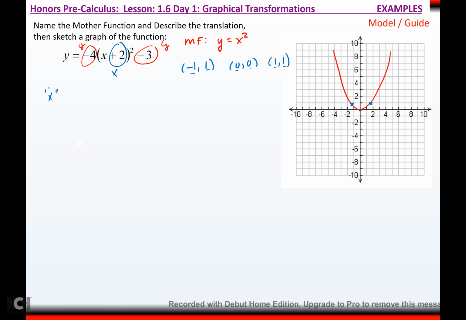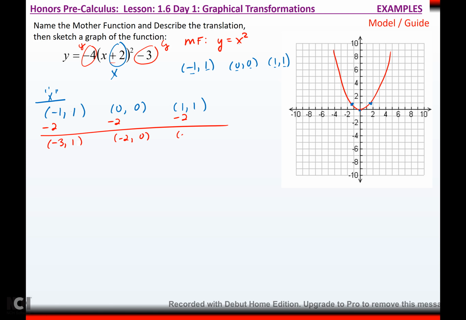So what this says is whatever you're going to do to these ordered pairs, you have to do them in a certain order. If I do my x moves first, we know to do the opposite. So instead of adding 2 to the x's, I'm going to subtract 2 from the x's. That gives me -3, 1, -2, 0, -1, 1. That's done. So now I need to do my y moves.